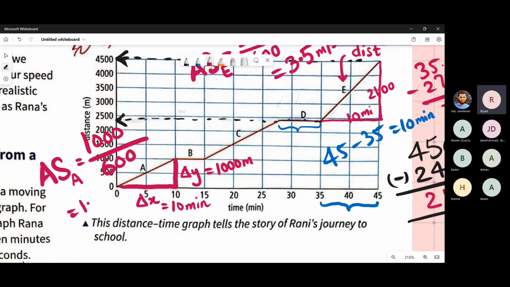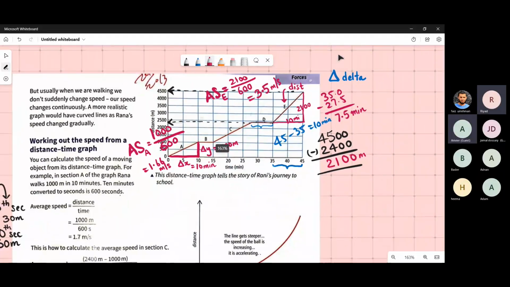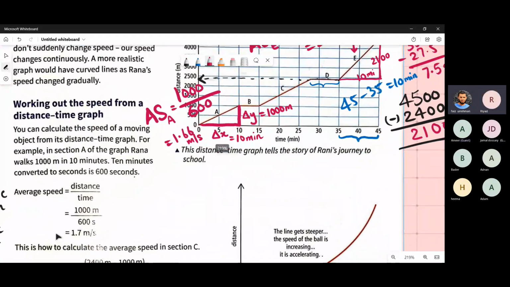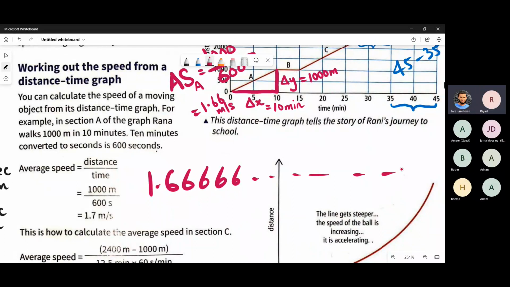1.6666666, forever, which they have rounded off. They have set it to 1.7.